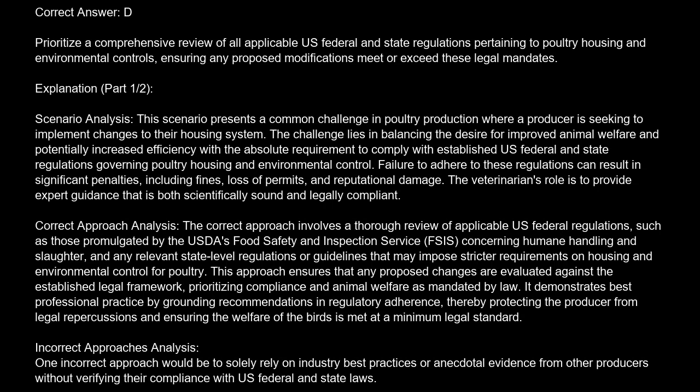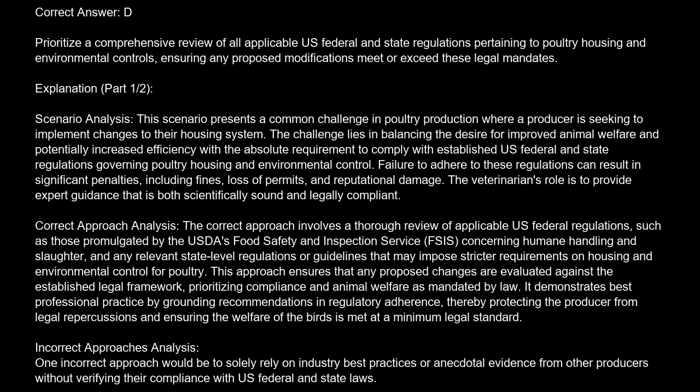Correct answer is D. Prioritize a comprehensive review of all applicable U.S. federal and state regulations pertaining to poultry housing and environmental controls, ensuring any proposed modifications meet or exceed these legal mandates. Explanation. Scenario analysis. This scenario presents a common challenge in poultry production, where a producer is seeking to implement changes to their housing system.